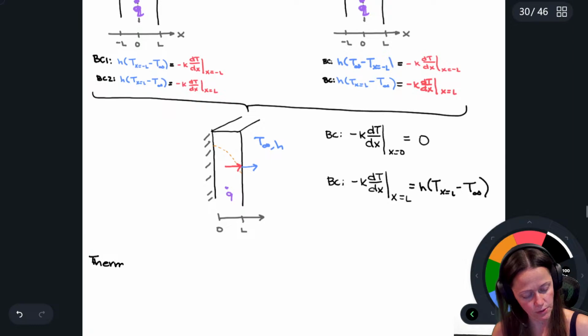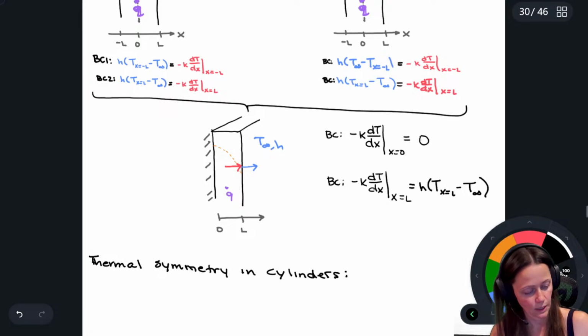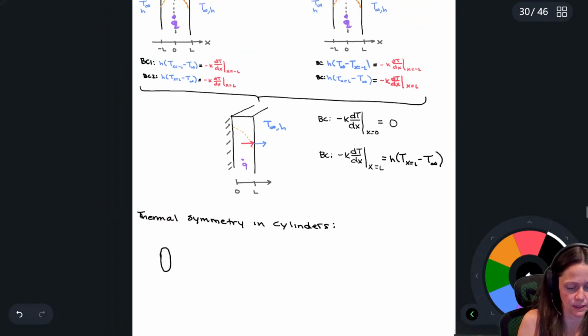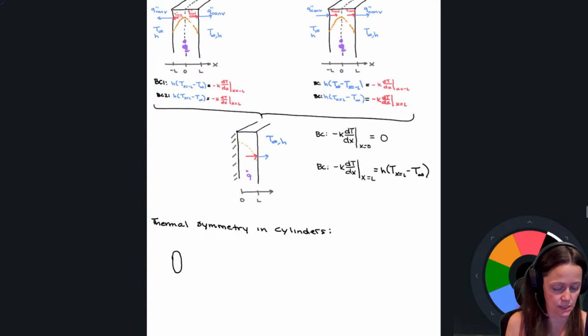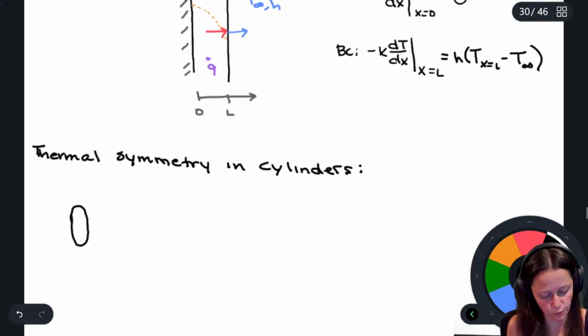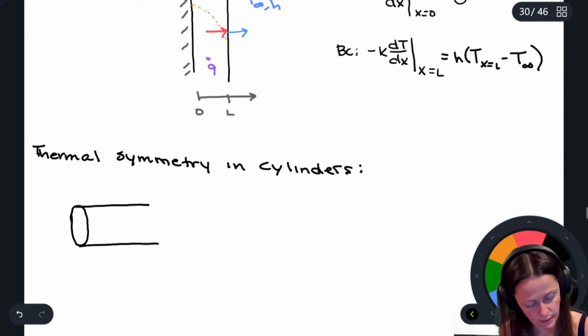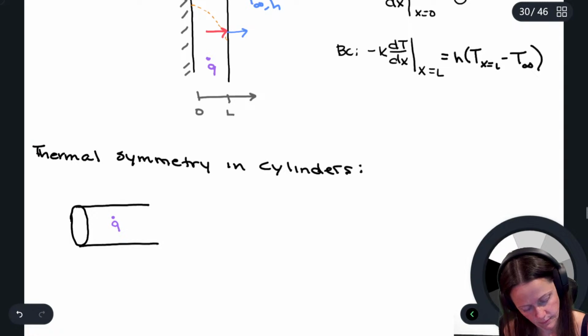We also take advantage of this when we look at cylinders. And you notice that there was thermal symmetry in this guy. You see a Q dot there. It's usually with heat generation that we're taking advantage of this. So for a cylinder, here's my cylinder. And yes, I have Q dot. Okay, there's the midline.